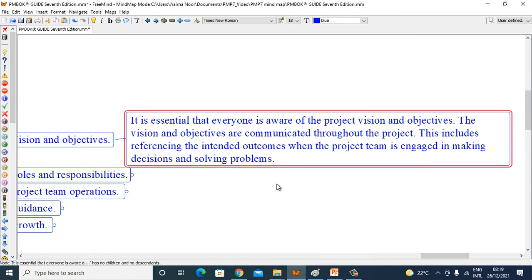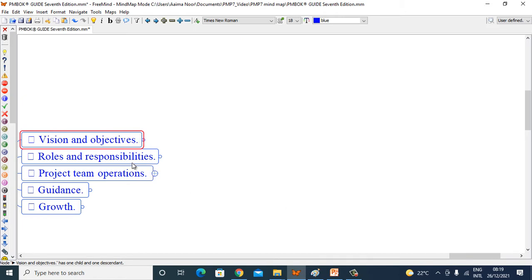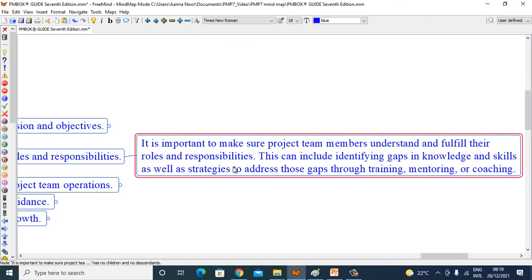It is essential that everyone is aware of the project vision and objectives. The vision and objectives are communicated throughout the project. This includes referencing the intended outcomes when the project team is engaged in making decisions and solving problems. Roles and responsibilities. It is important to make sure project team members understand and fulfill their roles and responsibilities. This can include identifying gaps in knowledge and skills, as well as strategies to address those gaps through training, mentoring, or coaching.